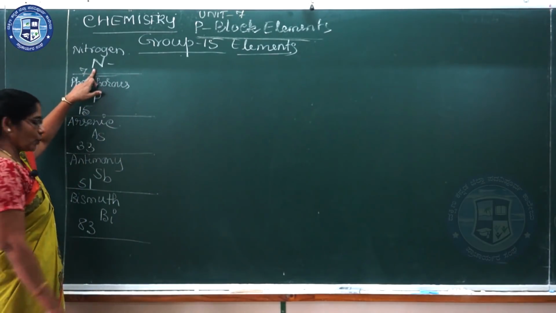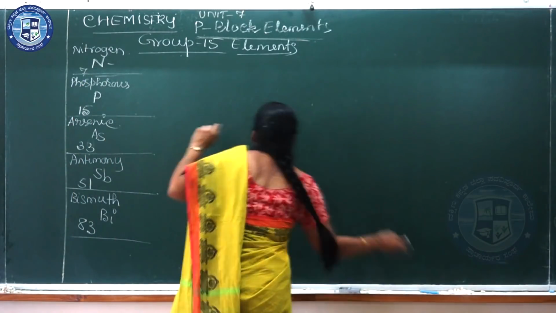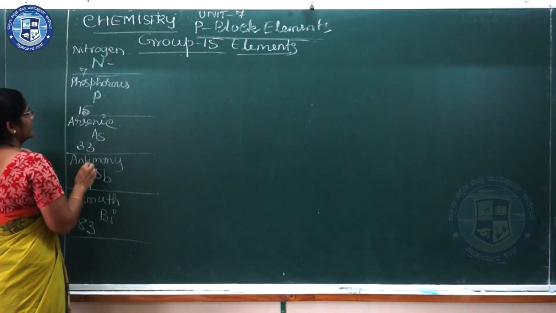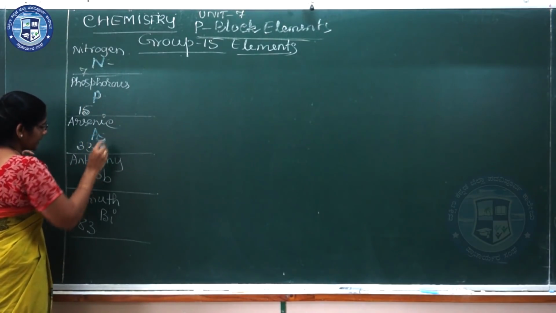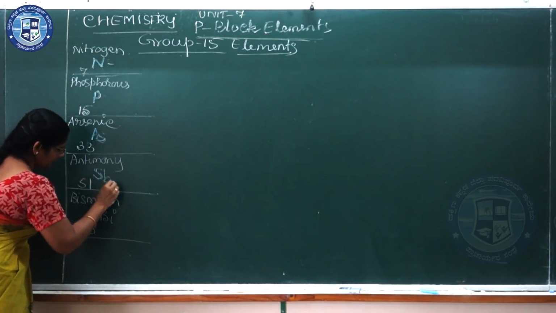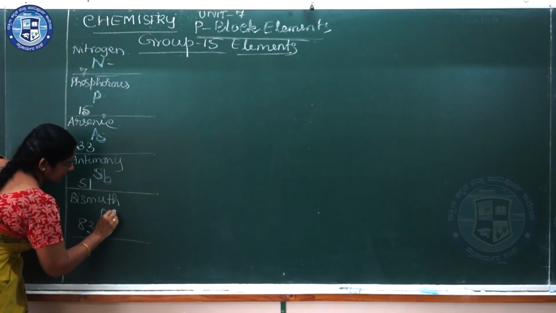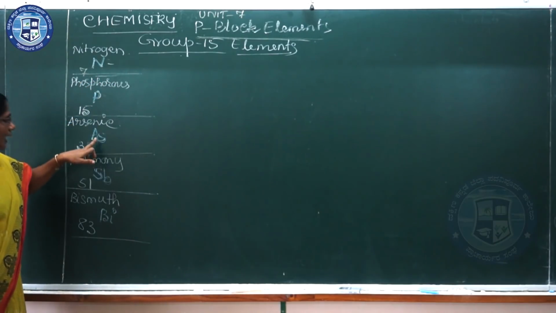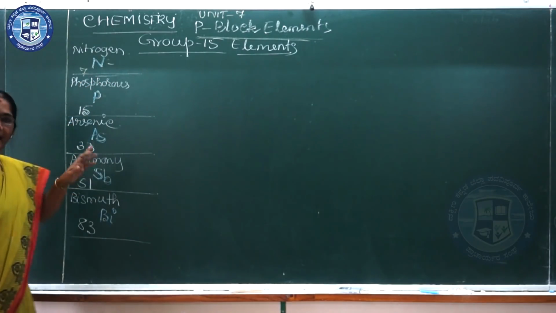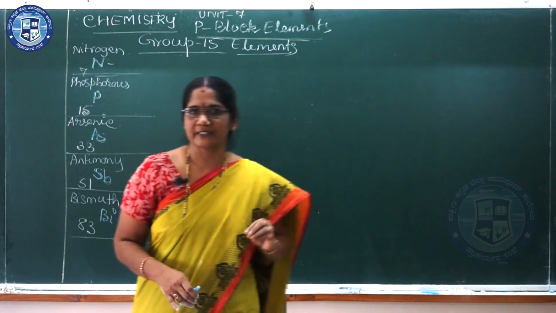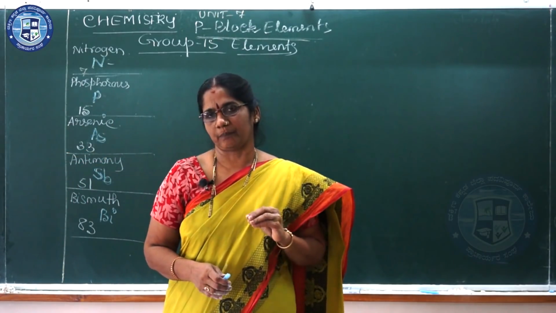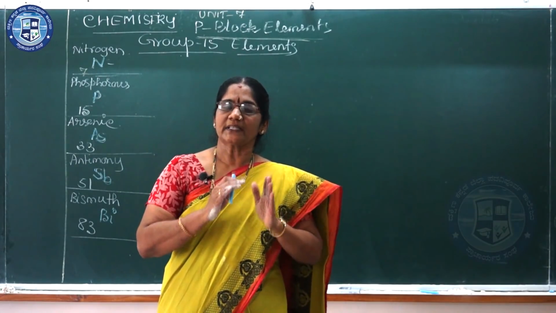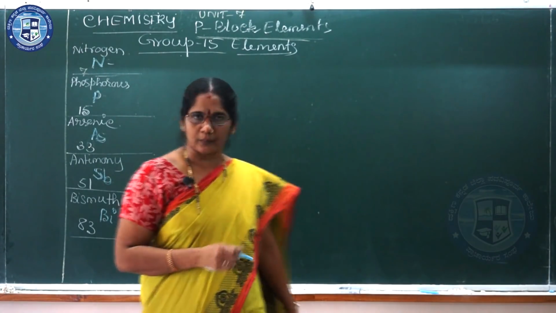It is nitrogen, phosphorus, arsenic, antimony, and bismuth. So nitrogen, phosphorus, arsenic, antimony, and bismuth are the 5 elements present in group 15. So we will have the study in a sequence manner.